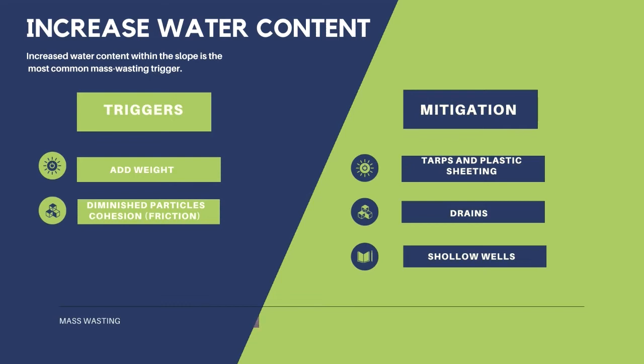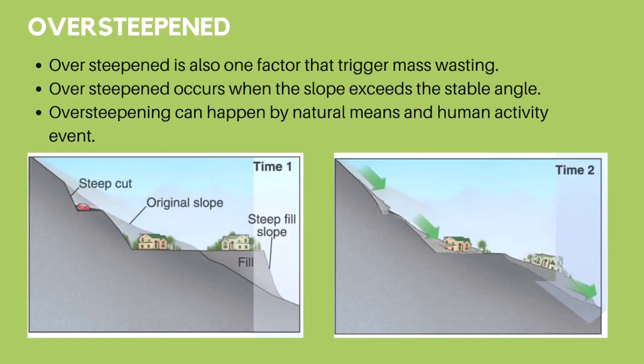So most landslide mitigation diverts and drains water away from slide areas. Tarps and plastic sheeting are often used to drain water off the slide bodies and prevent infiltration into the slide. Drains are used to dewater landslides, and shallow wells are used to monitor the water content of some active landslides.